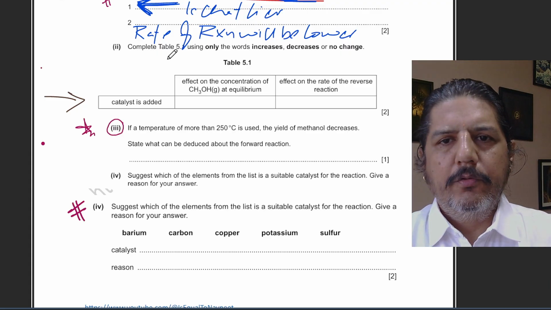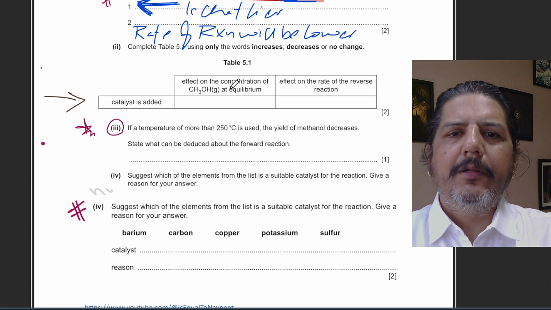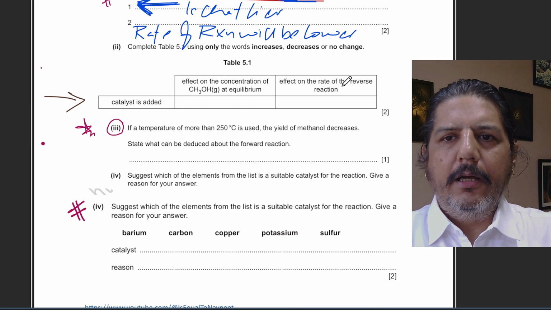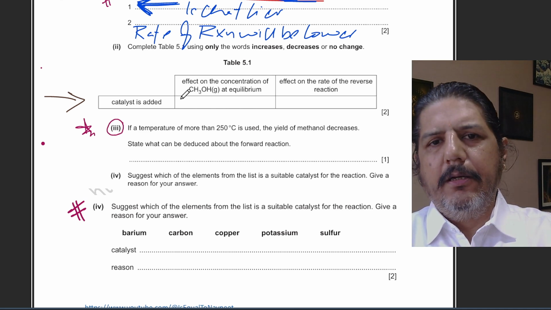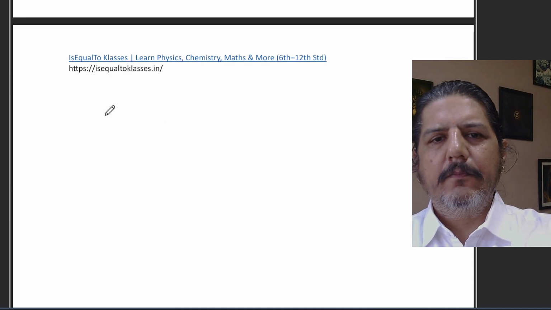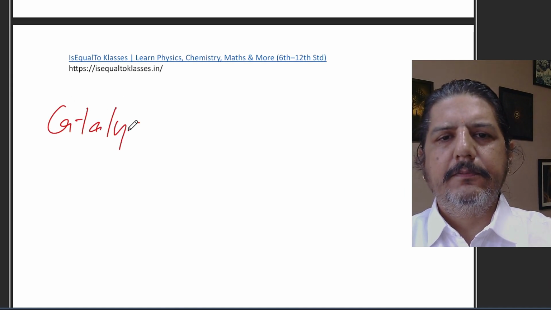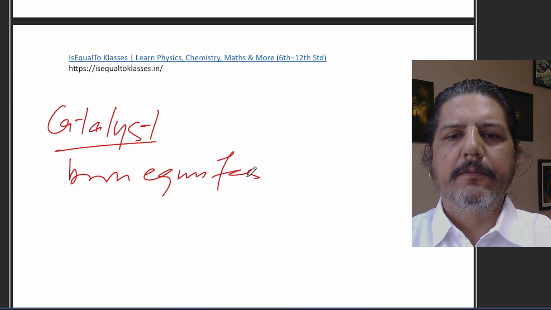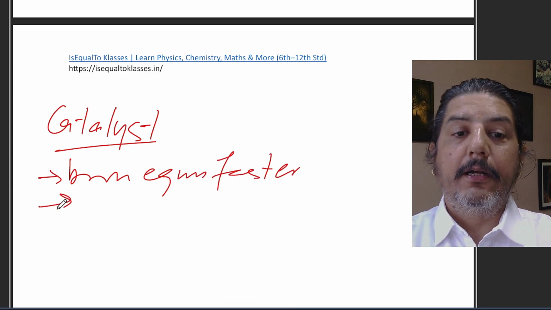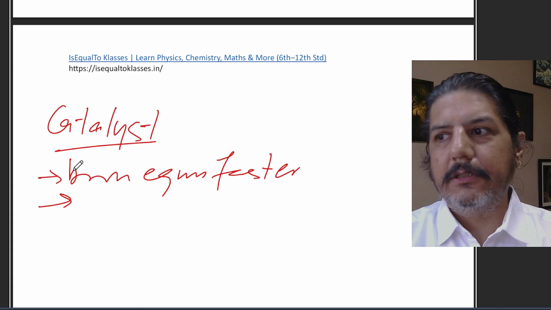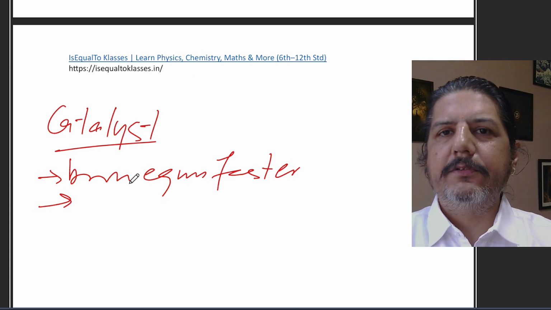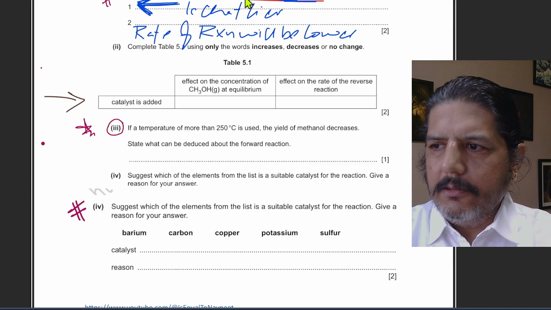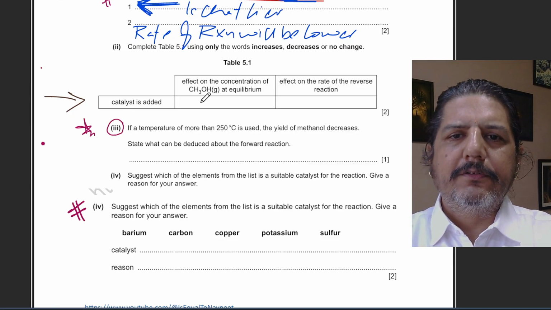equilibrium earlier. So effect on the concentration of methanol and equilibrium. So the role of catalyst is it brings equilibrium faster. But does it affect the concentration of the product which is formed? No, it doesn't affect the concentration at all. It just brings the equilibrium faster. That's it. So effect on the concentration, no change.